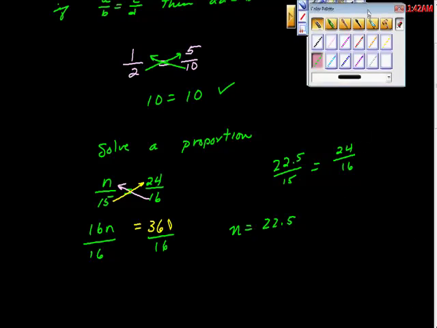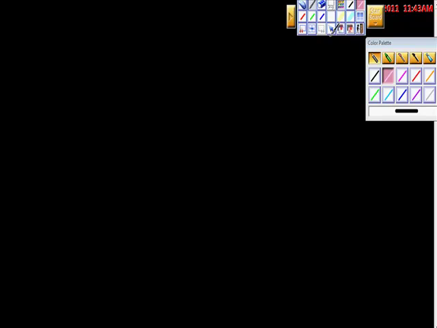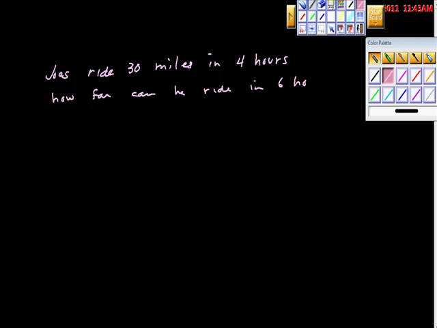Last example here of how you could use this means extremes theorem idea. Let's try this. So ratios and proportions again. So we say that Joe rides 30 miles in 4 hours. How far can he ride in 6 hours? Now let's assume that he's going to be able to ride at this same pace the whole time. Okay. So we're going to do this.